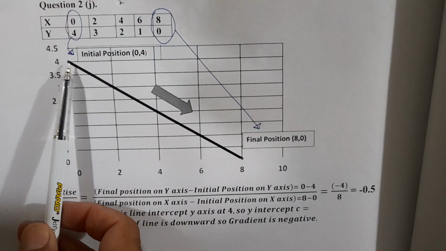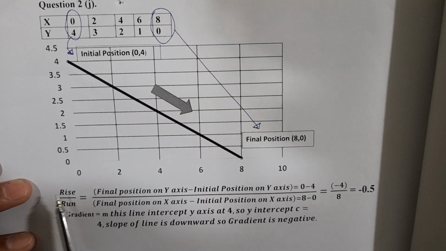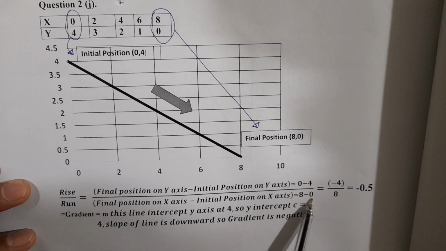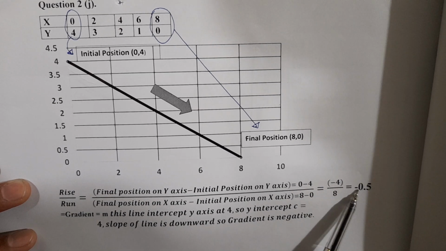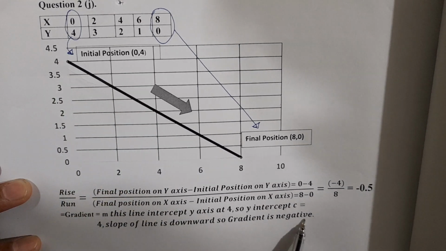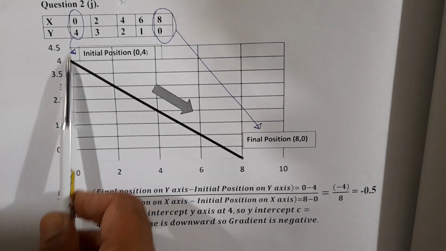Question number 2J, initial position 0 and 4, final position 8 and 0. So rise divided by run. So 0 minus 4 y axis, 8 minus 0 x axis. So minus 4 divided by 8 is minus 0.5. So this line is moving downward. So gradient is negative, and this line intercepts at 4. So y intercept c is 4.